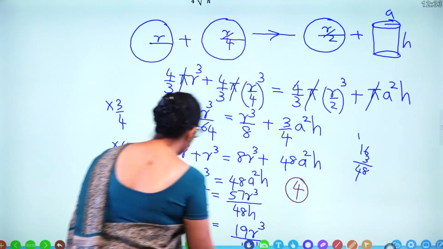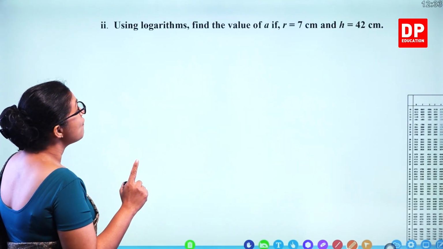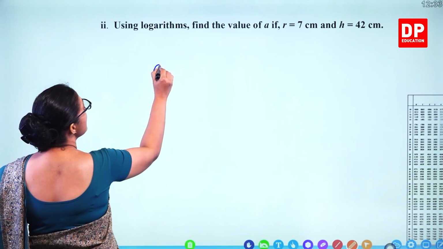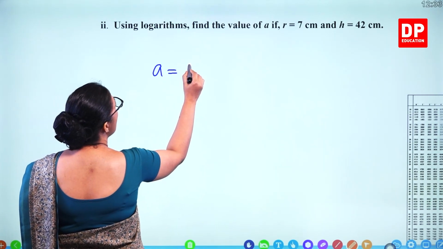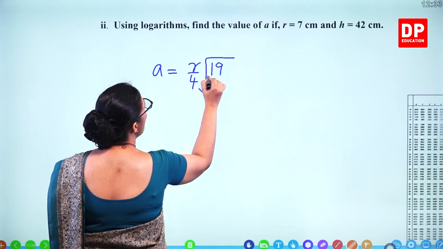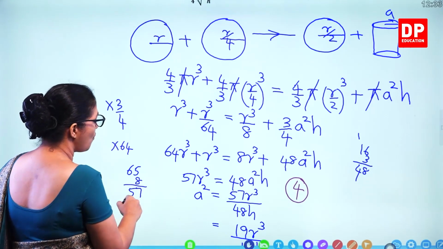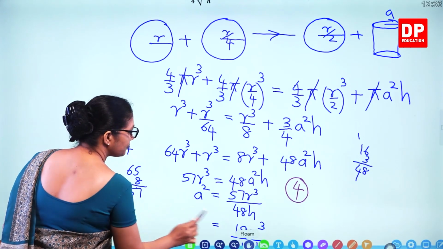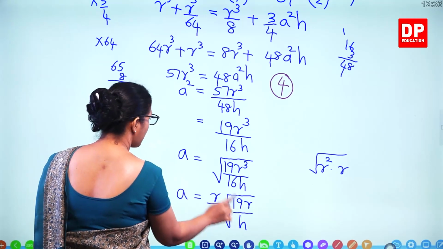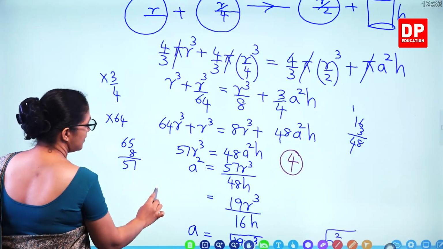And now we'll do the second part. Using logarithms, find the value of a if r equals 7 and h equals 42. So what is a? We got r over 4, square root of 19 r over h. Again, check it. r over 4, 19 r is there. Just check 19 r is there.